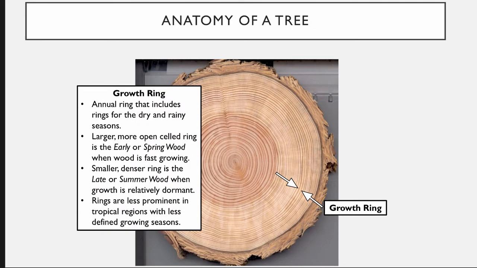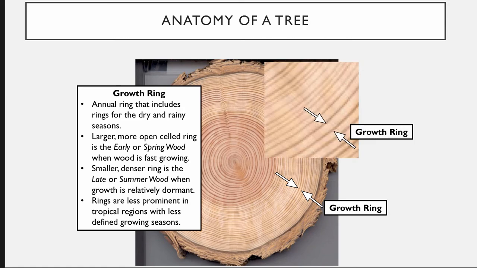And so the annual rings really include two rings, and we can see here a darker and a lighter ring. In our case, this is for the rainy and the dry seasons, and the lighter colored larger ring, that's your early or spring wood. It's made of very large open cells, a very fast growing ring, versus the darker, smaller ring, that's your later summer wood that comes when the tree is relatively dormant in its growth period. And so you end up with these much denser, tighter cells.